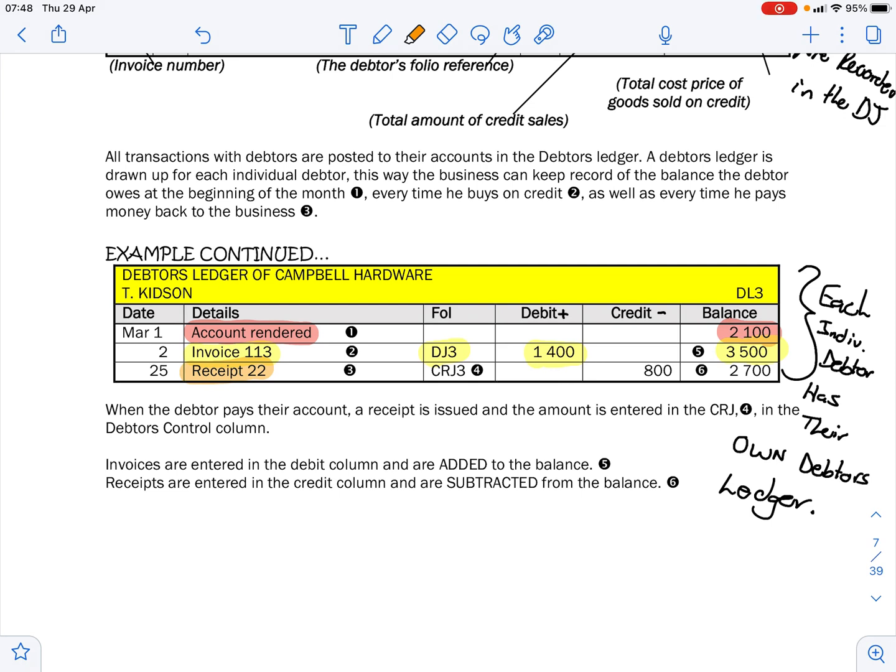Now on the 24th, receipt number 22 was used. If we have a receipt, it means that a debtor has paid us some or all of what they owe us. This information was pulled from CRJ number 3. T. Kitson paid us back 800 Rand, and our new balance is 2,700 Rand. We've credited 800 Rand, so we subtract that from the balance.